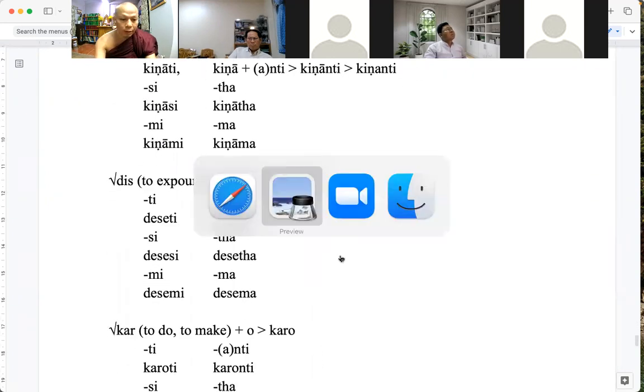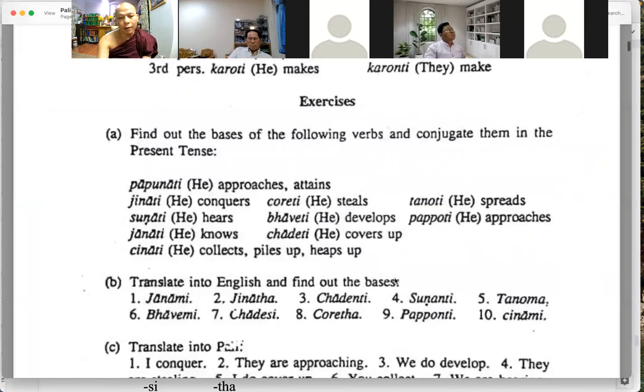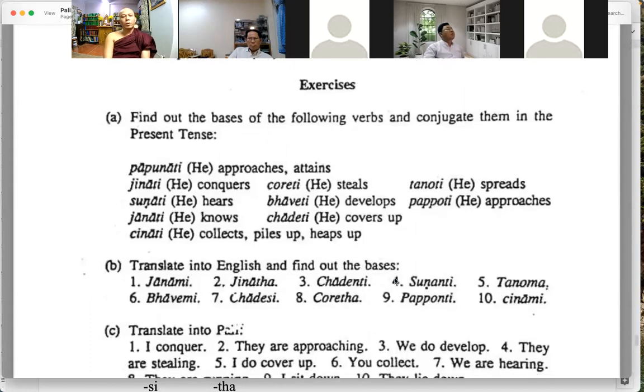So okay, let's go back to the Pali Easy. Now exercise. So here also, find out the base of the following verbs. Finding the base is quite important in Pali because if you can find the right base, you can form all present tense, future tense, past tense, imperative, optative, and any verb. That is, understanding the base of the verb is very important.